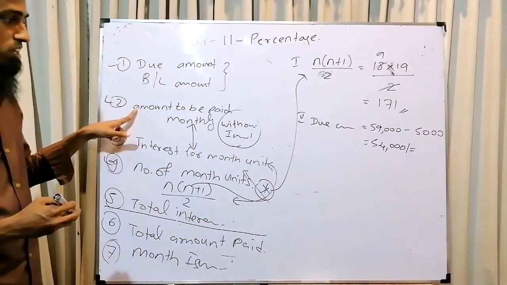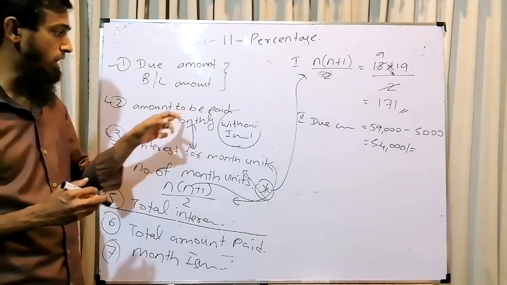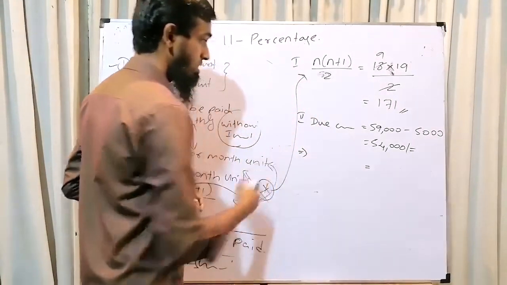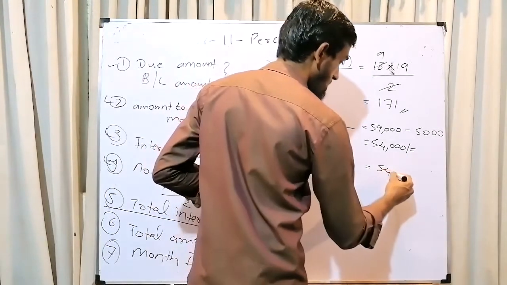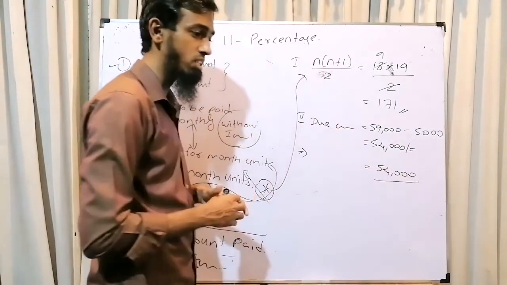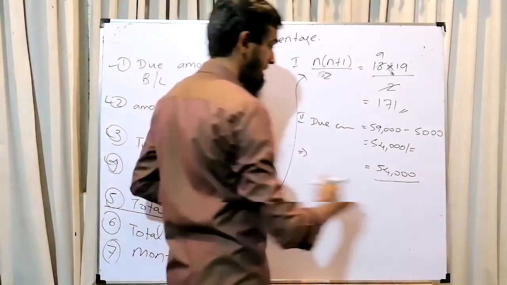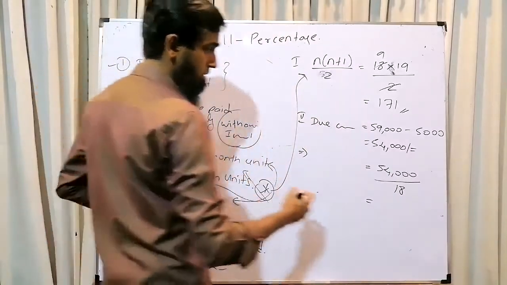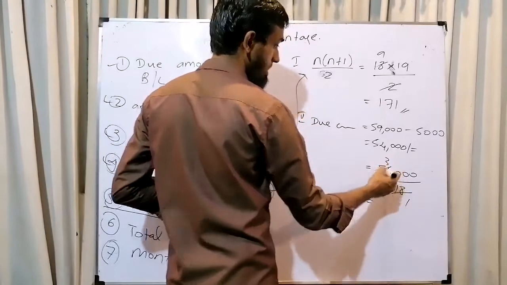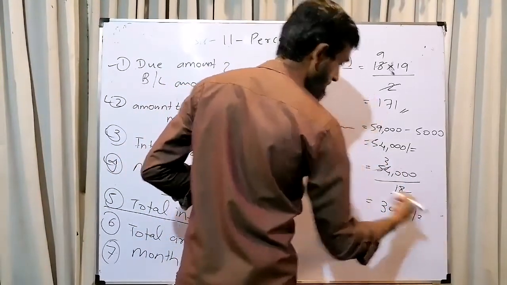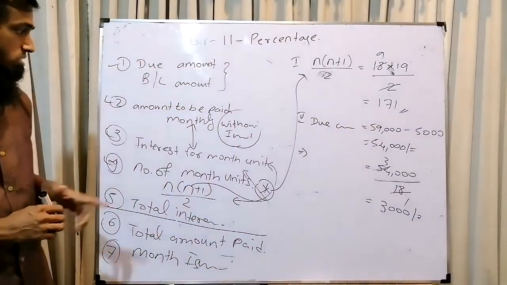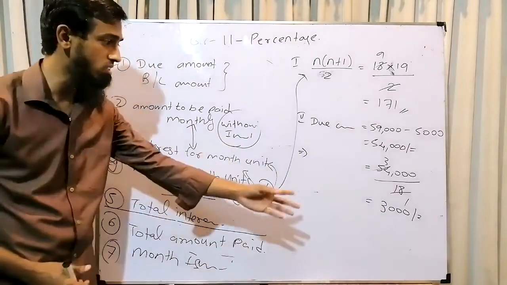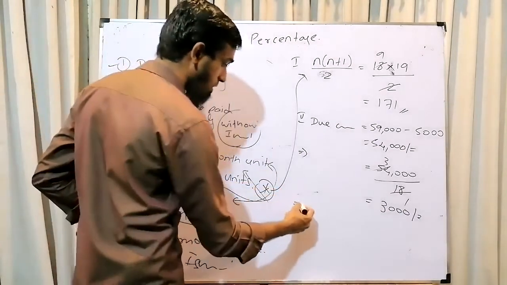And second, we need to find the amount to be paid for a month. So 54,000 is divided by the monthly installments. How many monthly installments? 18. So 54,000 divided by 18 is 3,000 rupees. We have the amount which is used to calculate the interest, 3,000, so we can calculate the interest for a month unit.